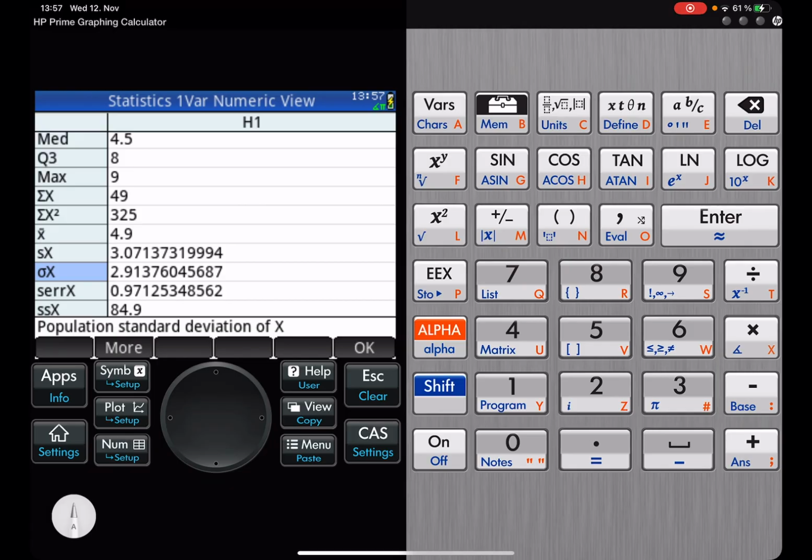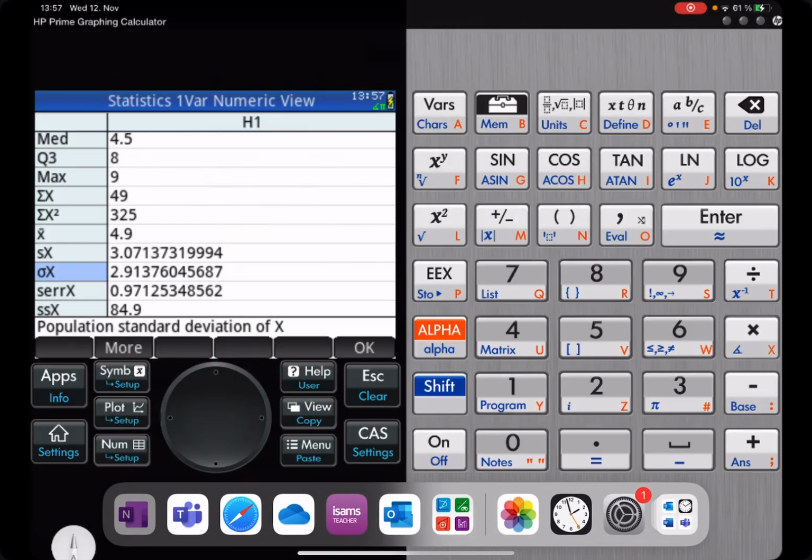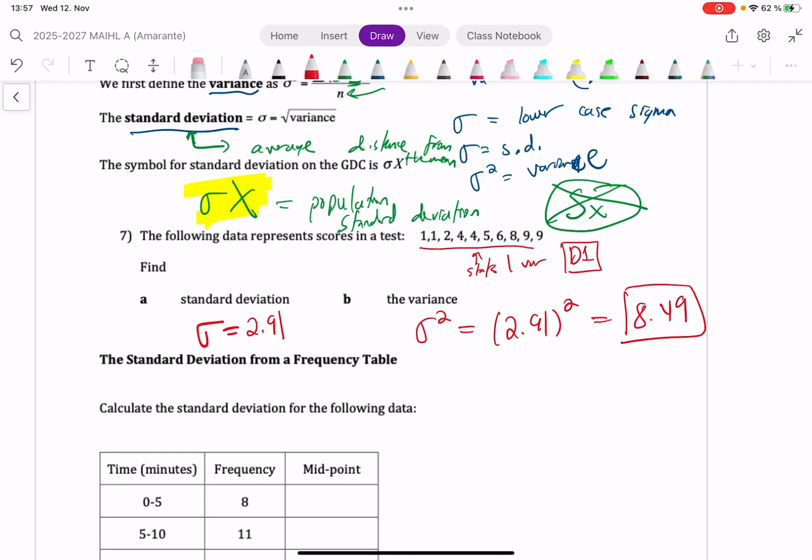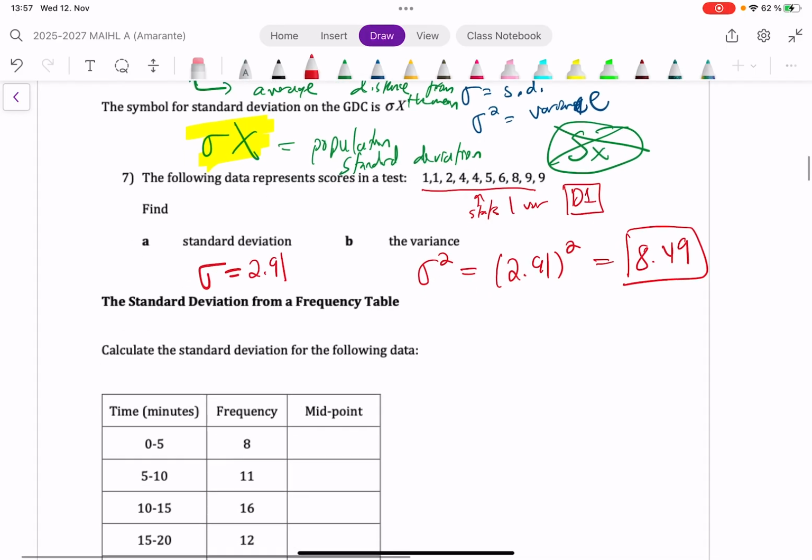The one we want is this one called population standard deviation, and it's 2.91. So the standard deviation is 2.91. And the variance, which is this symbol, is just that thing squared, 2.91 squared, which is 8.49 if we square it, right? So standard deviation, 2.91, variance, 8.49.